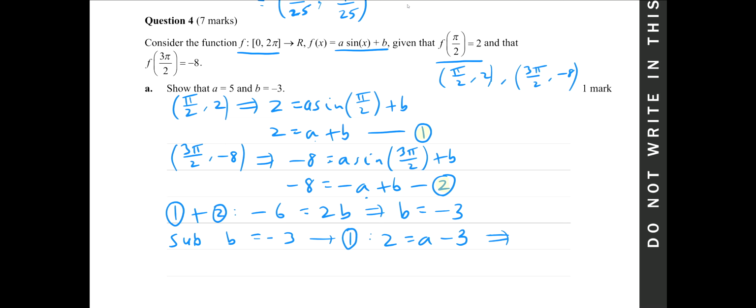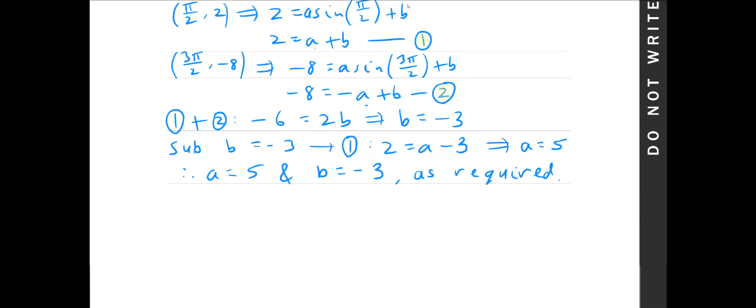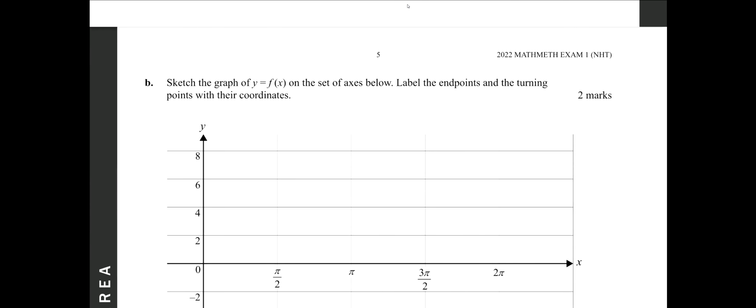So therefore, at the end, we can finally say that a is equal to 5, and b equals negative 3, which is exactly as required. So that is exactly what the question wanted. They wanted a equals 5 and b equals negative 3, and we provided that information. Excellent. Moving on. So part B.